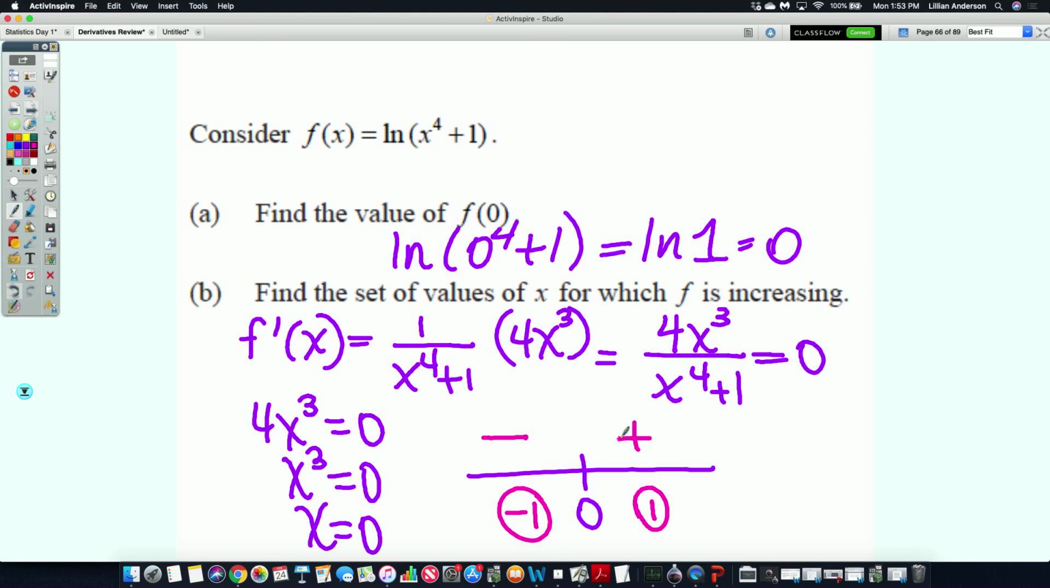So since it's positive, everything to the right of 0, that means the set of values for which f is increasing is what? 0 to infinity. Parentheses or brackets? Parentheses. If it's a bracket, that means I'm including it, but at 0, remember, that is an extrema.